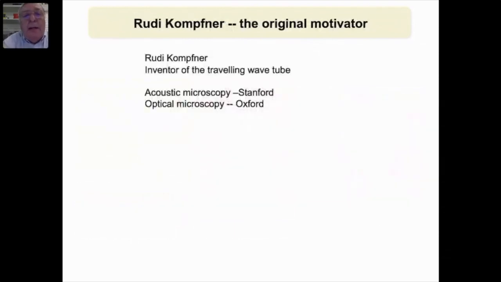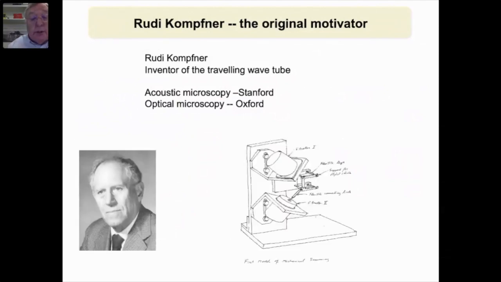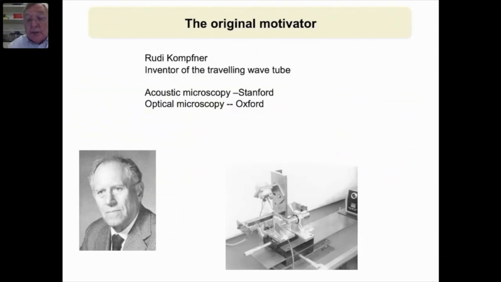So the man behind the work in Oxford was a chap called Rudy Kompfner. He's the man who invented the traveling wave tube. And after his career in Bell Labs, he took 2 jobs. One where he spent the English winter in Stanford, where he worked on acoustic microscopy, and one where he spent the English summers in Oxford, where he started our work on optical microscopy. And here he is. And he was the chap who designed and drew this first scanning stage, which we then slightly modified into the form that you've seen.